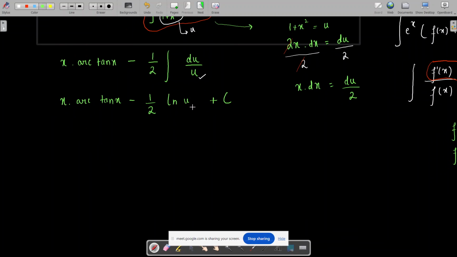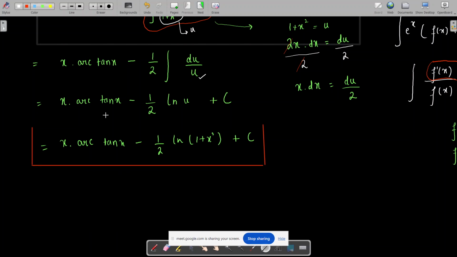So now we'll put the value of u back. So x arctan x minus 1/2 ln u, which was 1 plus x squared, plus c. So this is the final answer. Got it.